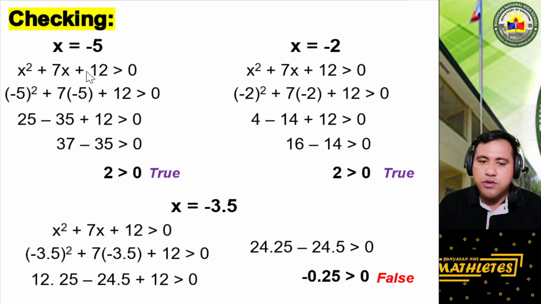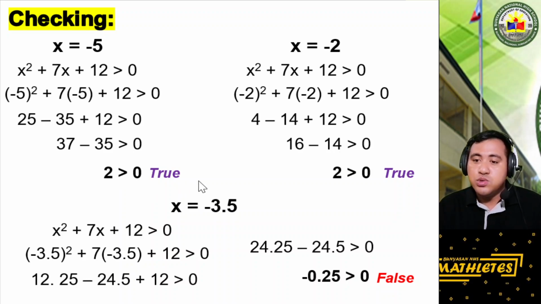Now, first we're going to check the value of x, which is equal to negative 5. The result is 2 is greater than 0, which is true. So, no need to explain on how we do the checking because human naman na kung unsay pamaagi sa checking. So, the result is 2 is greater than 0, which is true. Diba? Dako ang 2 kaysa 0.